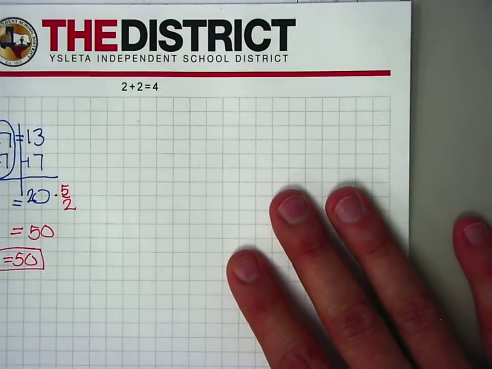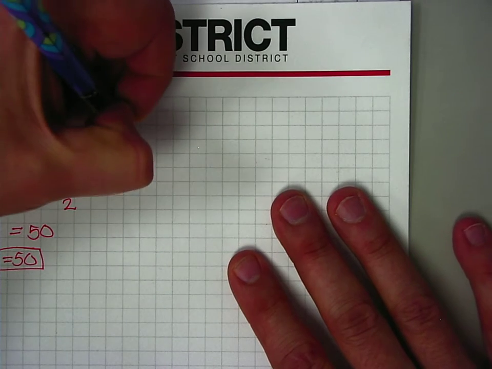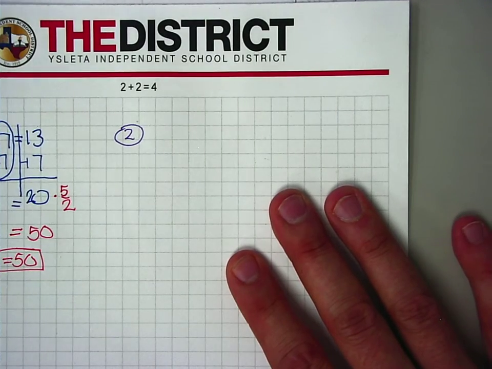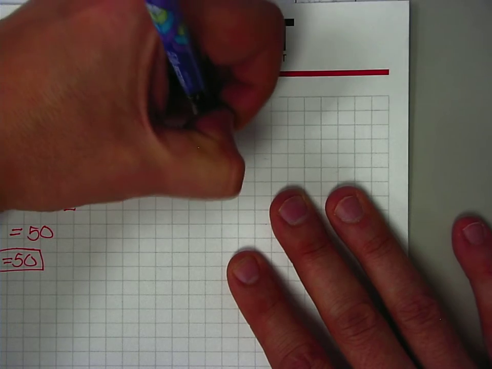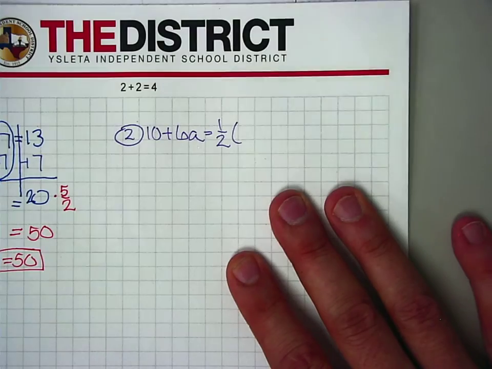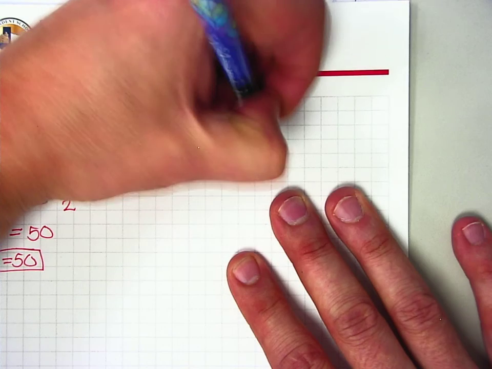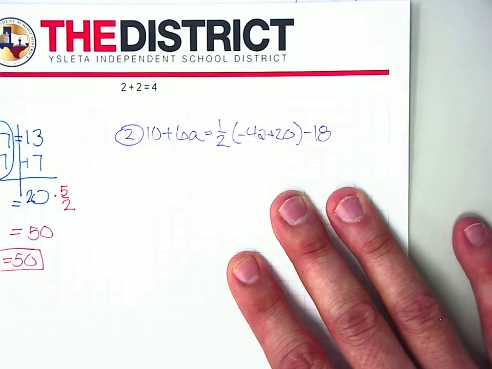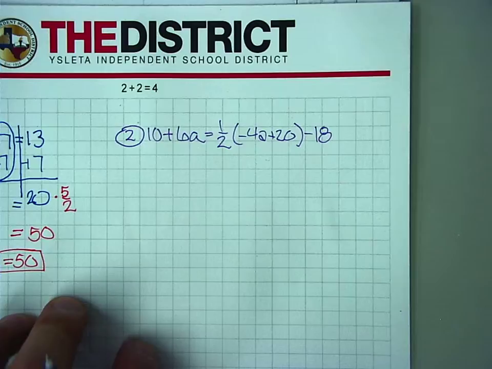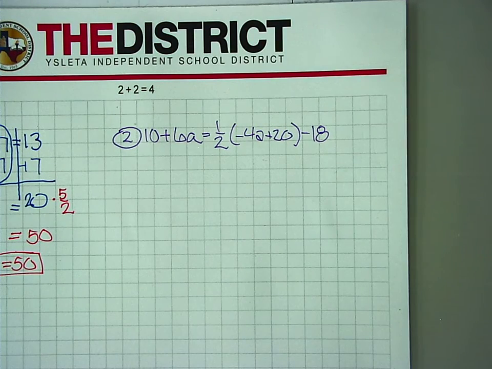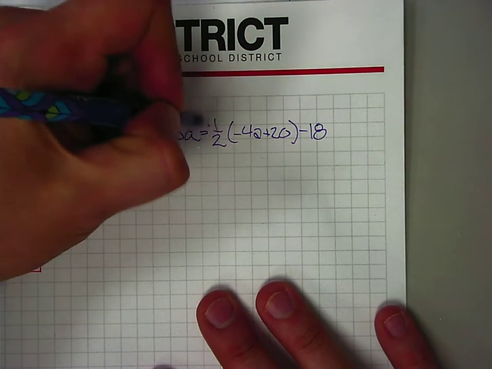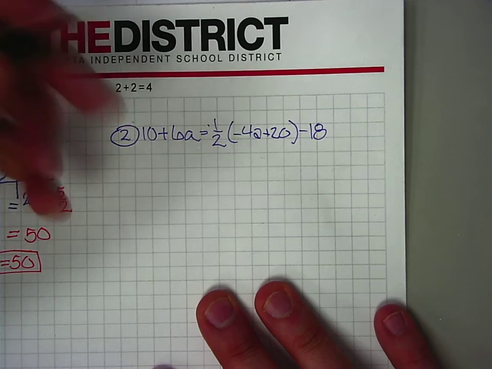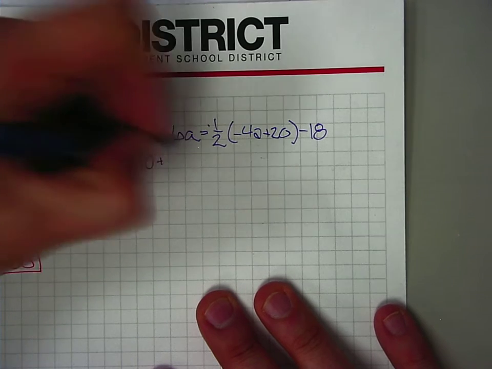First step is I'm going to write the entire equation all over again. Doing it manually is the best thing to do, especially with these more complicated equations. So 10 plus 6a equals 1/2, parentheses, minus 4a plus 20, all in parentheses, minus 18. So the first thing I'm going to do is use the distributive property. So let's go ahead and do 1/2 times -4. Since I didn't touch anything in the front, I'm going to just bring this right on down.